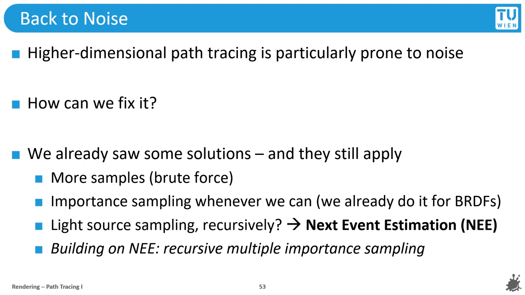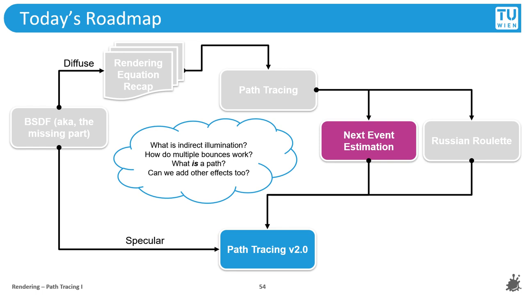We are already importance sampling the BRDFs, and that is a good start. But we also saw previously that hemisphere sampling is often not the best idea. We have been looking at light source sampling before. What if we can bring it back, but recursively? This is what we call next event estimation, and it is the final stop on today's agenda towards our updated path tracer. In the next few slides, we will go over the underlying idea and how we can implement it as part of our path tracing routine.